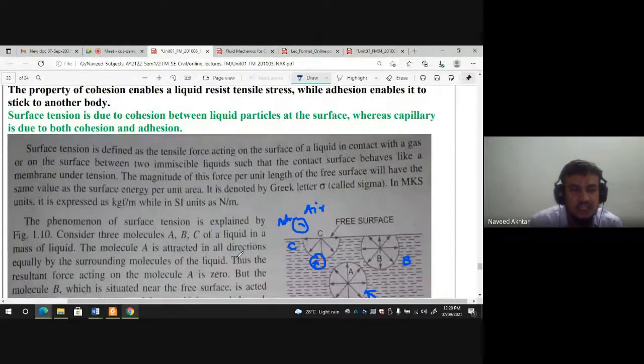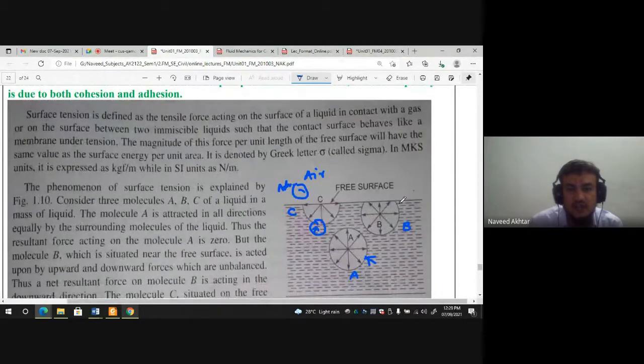तो व्हाट इज सरफेस टेंशन? Surface tension is defined as tensile force acting on a surface of liquid in contact with gas or on the surface between two immiscible liquids, such that the contact surface behaves like a membrane under tension. So this contact surface behaves like a membrane under tension. The magnitude of this force per unit length of free surface will have the same value as surface energy per unit area. The surface tension is denoted by the Greek letter sigma.